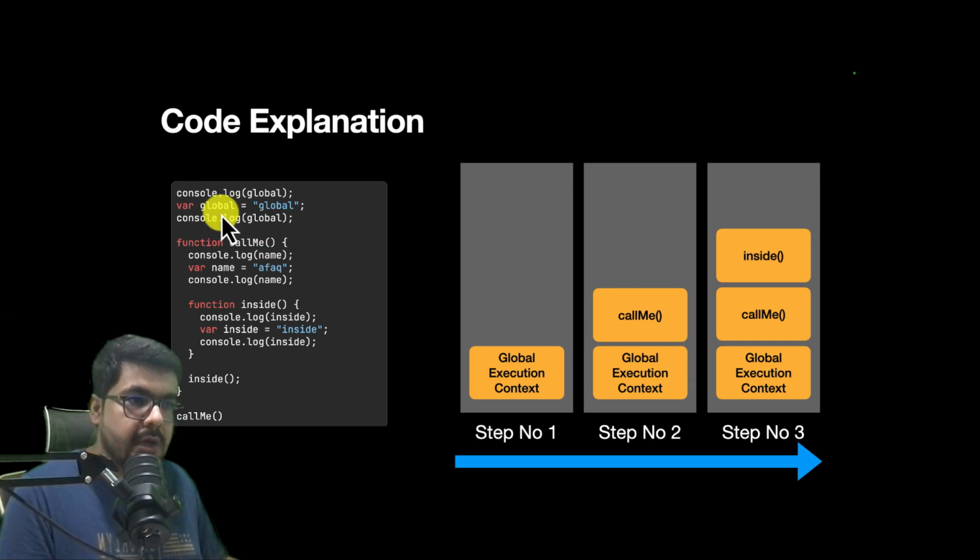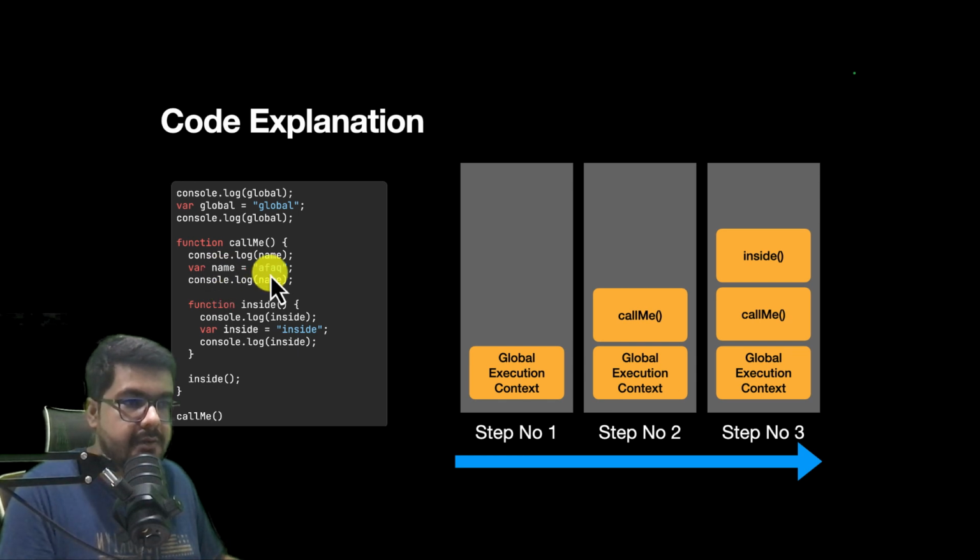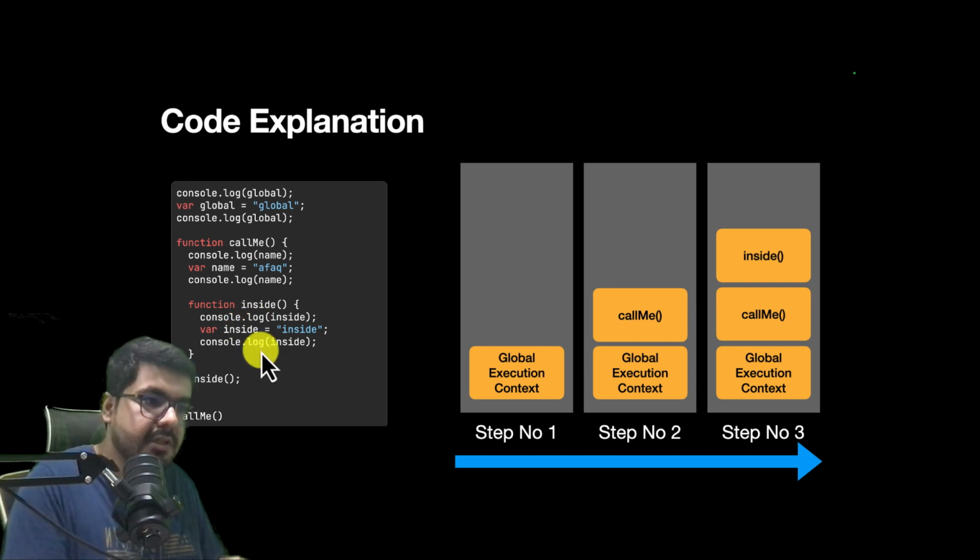Then I have a function, and the function name is callMe, and inside callMe I have another variable, and I'm doing the same thing with this name variable as well. I'm logging it before the declaration, and then logging it after the declaration and definition of that name variable, right? And inside this callMe function, I have another function, and inside that function, I have an inside variable, and I'm doing the same thing right over here.